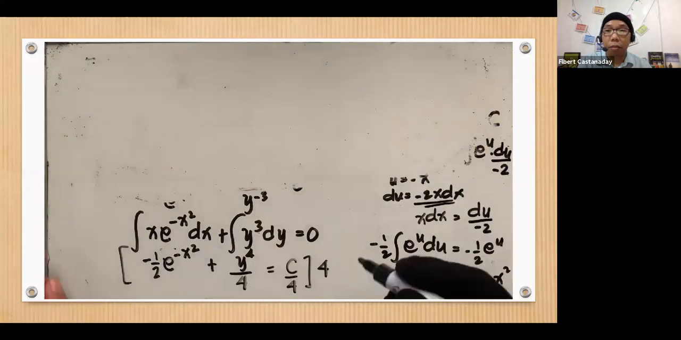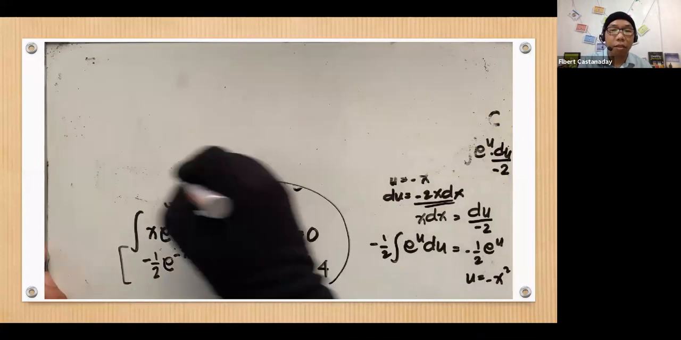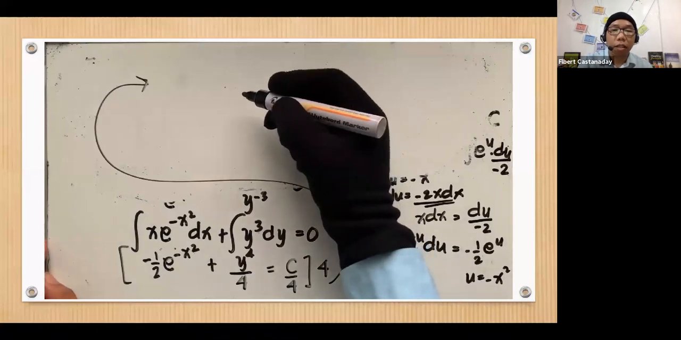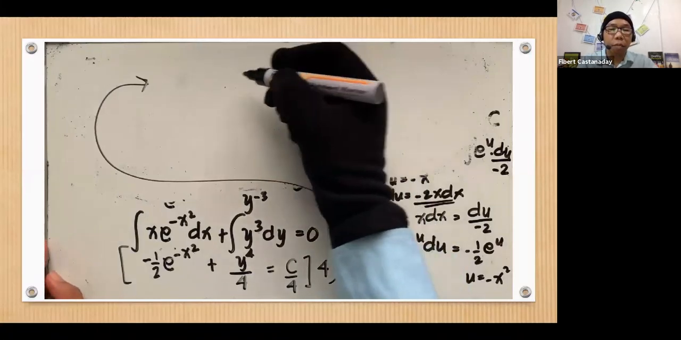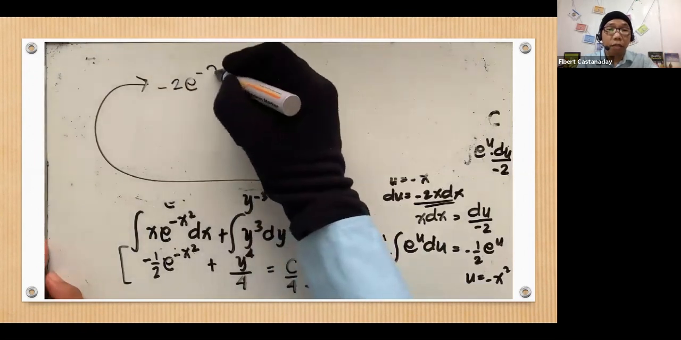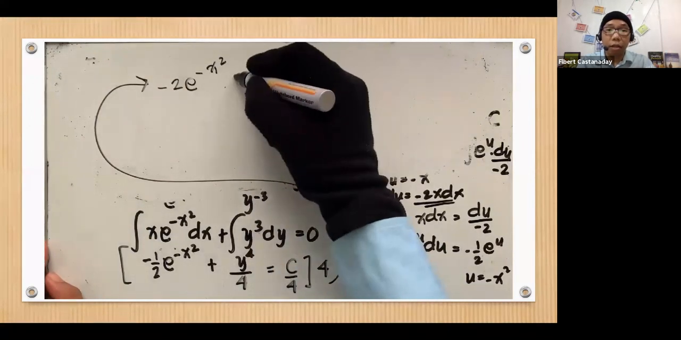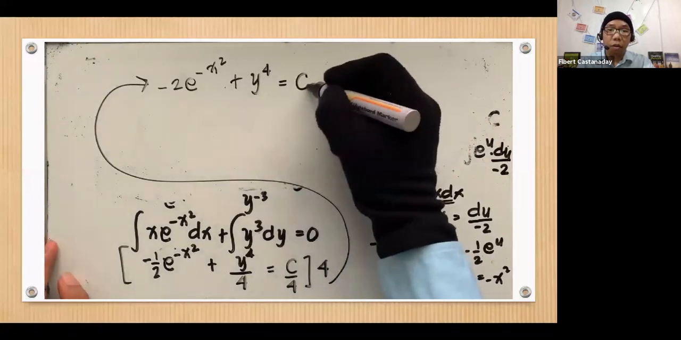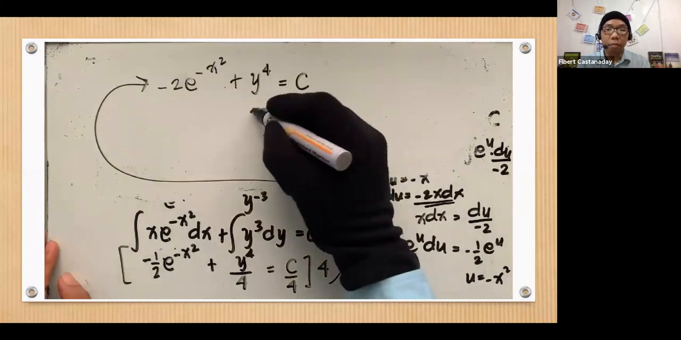Okay. So, pay attention guys, baka kasi may ma-miss kayo na mga parts. So, multiplying both sides by 4 here. So, I will have, sa first term ko, 4 divided by -2, so -2 e raised to negative x squared, plus, matatanggalan natin yung 4 dun sa y raised to 4 over 4, and then equal to C.